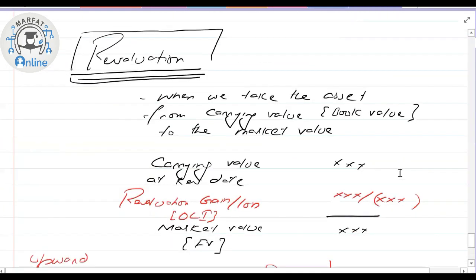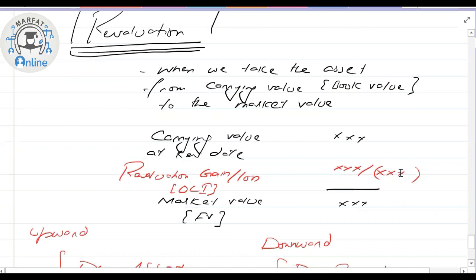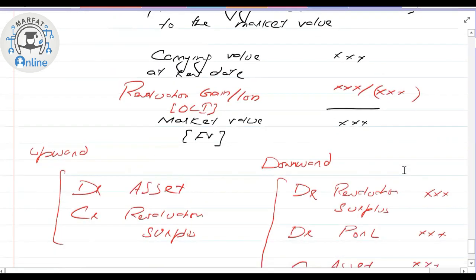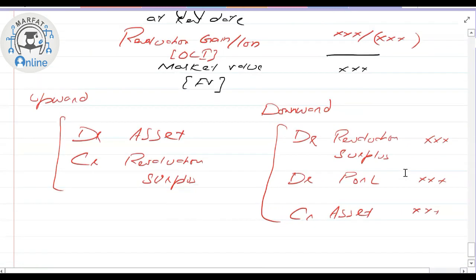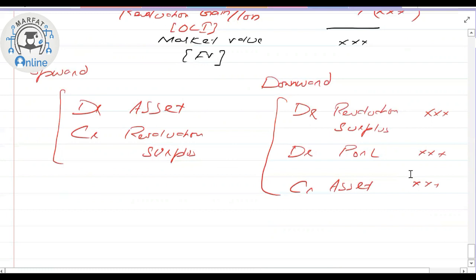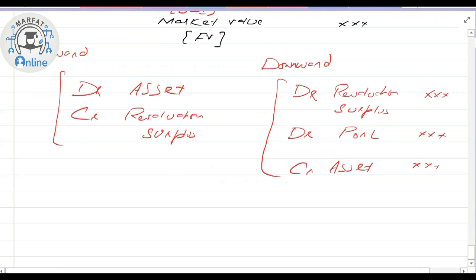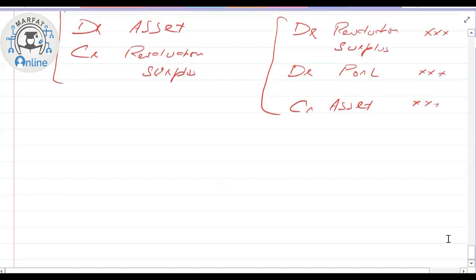All right, in the revaluation, we take the asset from the carrying value to the market value. The carrying value is the book value, and the market value is the fair value in the market. Any gain or loss is reported in the revaluation surplus and other comprehensive income. When there is an upward revaluation, we debit the asset, because an increase in the asset is a debit, and credit revaluation surplus. Revaluation surplus is credit because this is equity, and an increase in equity is credited.